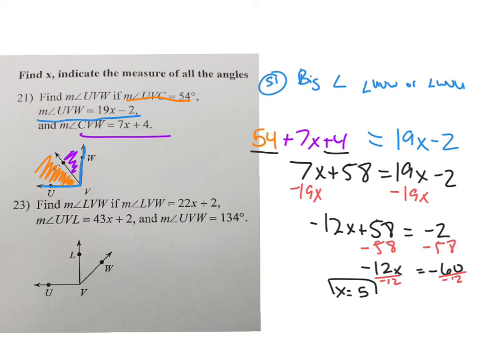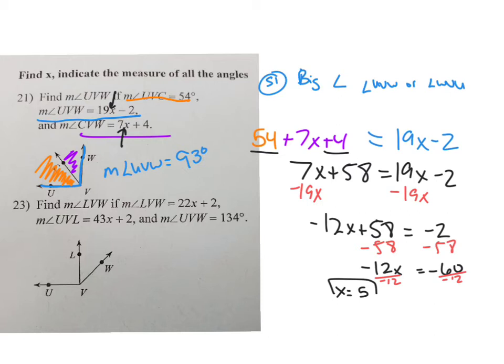It says indicate the measure of all the angles. So I have to find all my angle measurements. So I already know I'm going to put 5 in wherever I see an x. I'm going to put 5 in there. I'm going to put 5 in there. So I'm going to start with the blue piece. I'm going to say the measure of angle UVW. So I have to use the little m because I'm going to put a number answer here. And in my calculator, I'm going to do 19 times 5 minus 2. I end up with 93. So I should have 93 degrees. And I have to have the degree symbol.